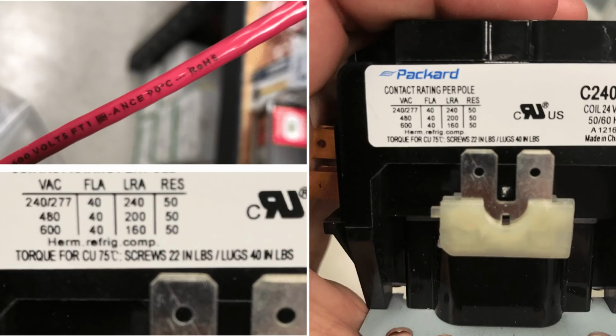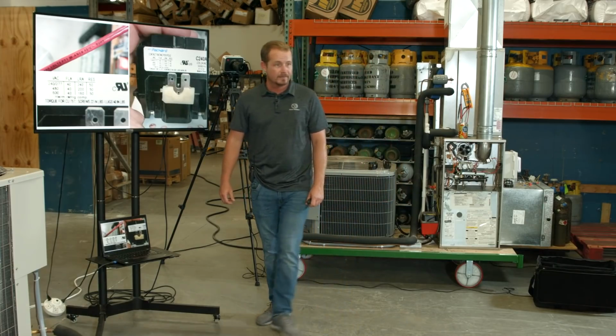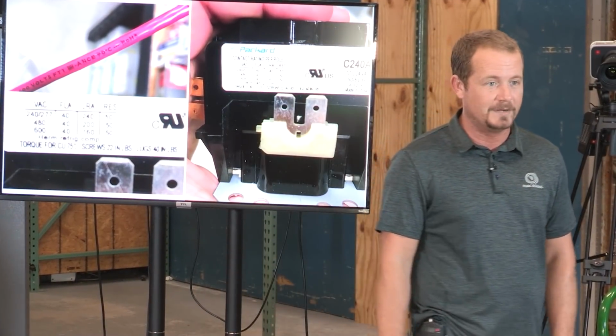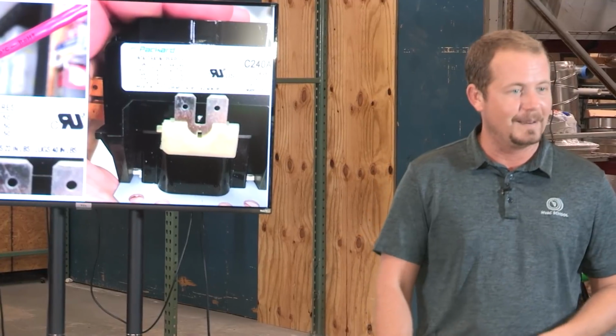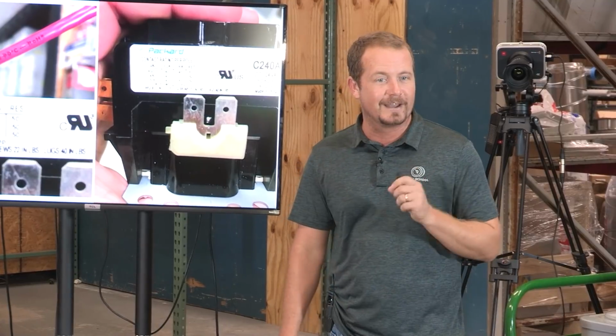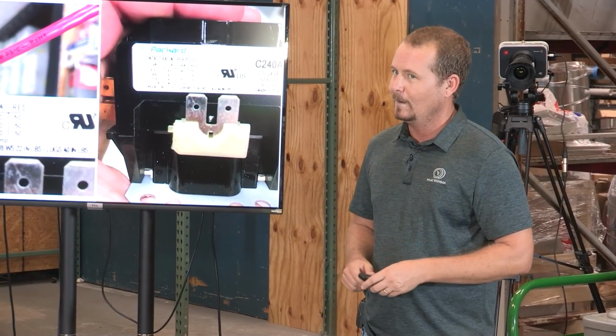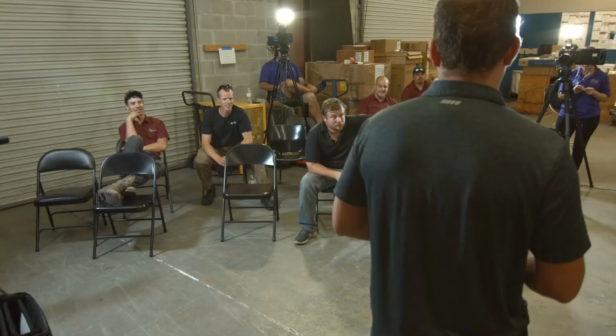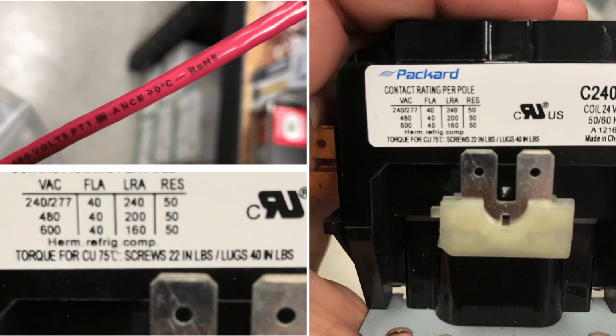All right, these aren't great images here, but your torque for 75 degrees Celsius is 22 inch-pounds if they're screws and 40 inch-pounds if they're lugs. So in order to get the full 75 degrees out of this bad boy, you would want to make sure that you are actually using your handy-dandy torque screwdriver that you always have in your pocket and torque that bad boy down to exact torque specifications. And if you want to be extra safe, just put a little nylog on it first. That was a joke. Don't do that. Don't do that.